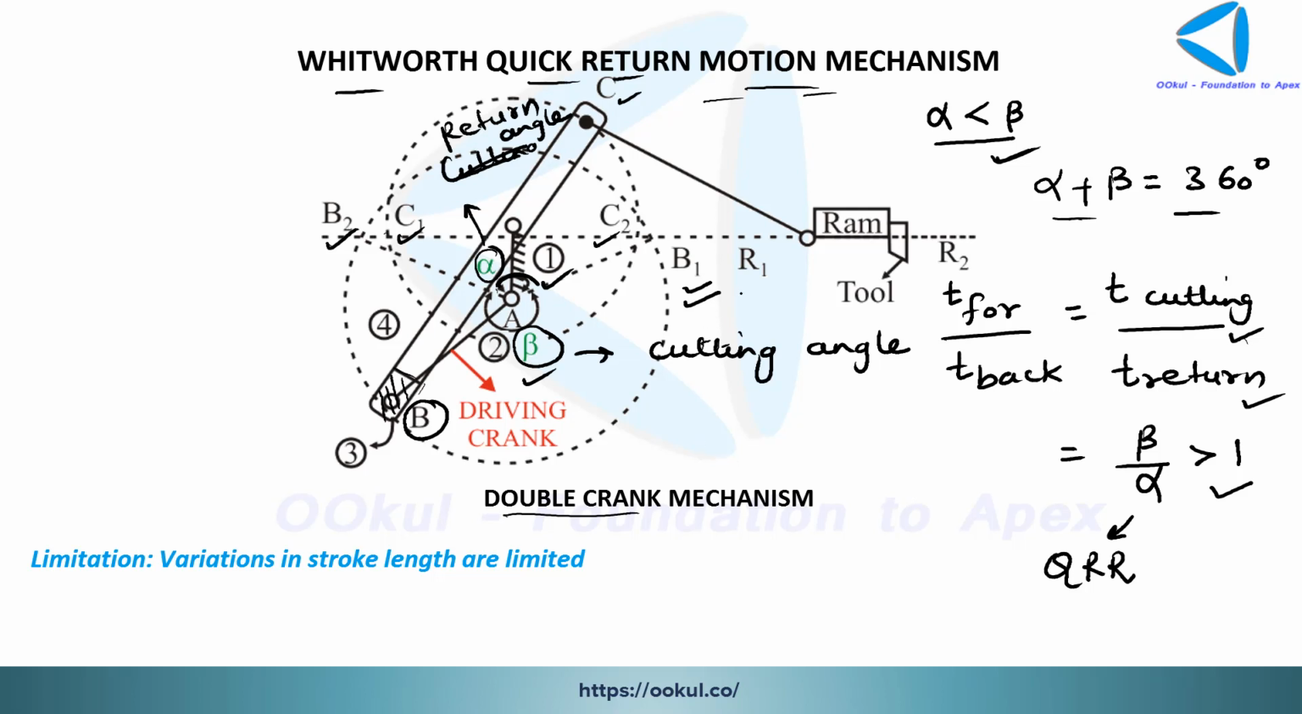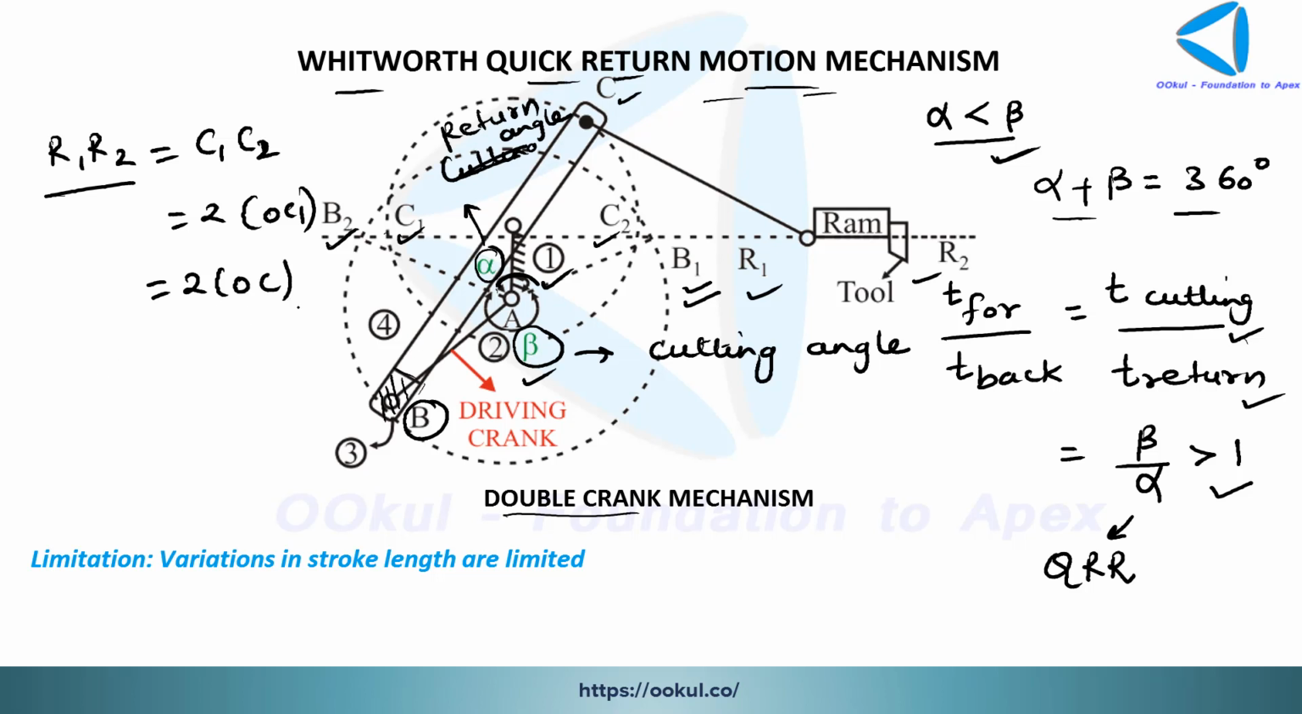Now what is your stroke length? The stroke length is given by R1, R2, because the ram, that is the tool, moves from R1 to R2, which are the two extreme positions of the tool. So stroke length is equal to R1, R2, which is equal to C1, C2. And C1, C2 is nothing but twice of OC1, or you can also write it twice of OC.